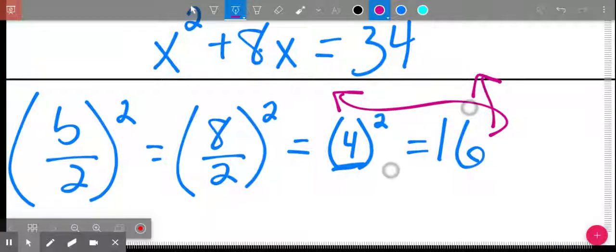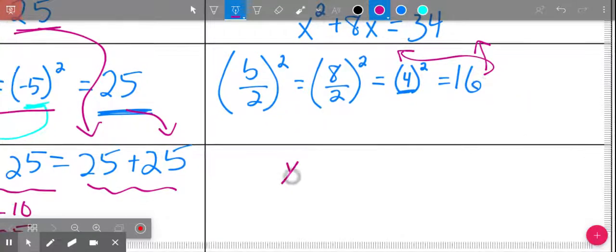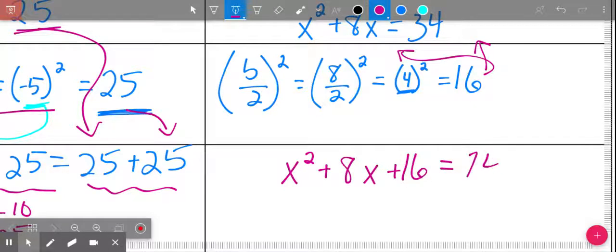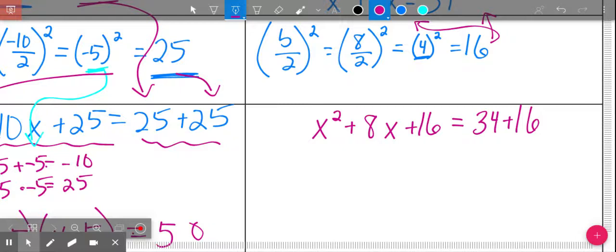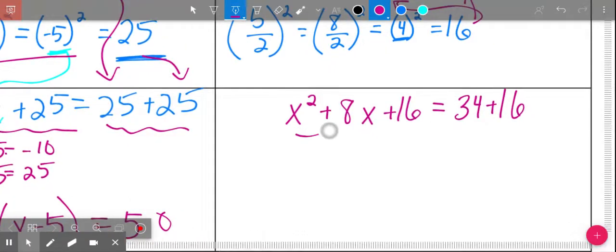So when we rewrite this, it's going to be x squared plus 8x plus 16 is equal to 34 plus 16. So now we need to factor the perfect square trinomial. We need to think what's going to add to give me 8, but multiply to give me 16. Well, remember how we said this number was important? That's the number we're looking for. So it's going to be 4 and 4.